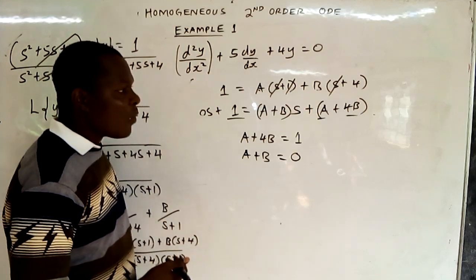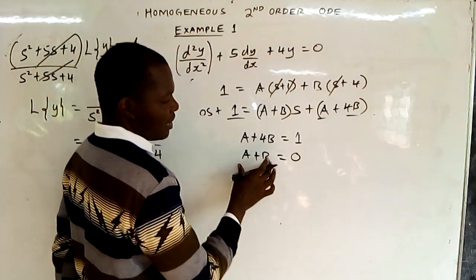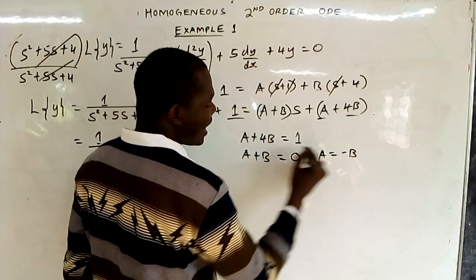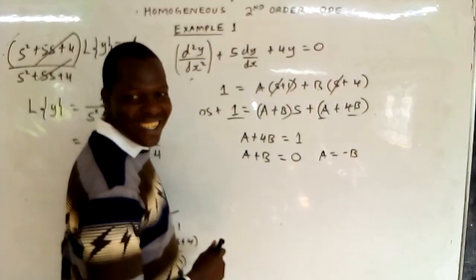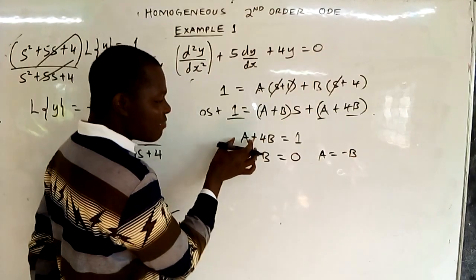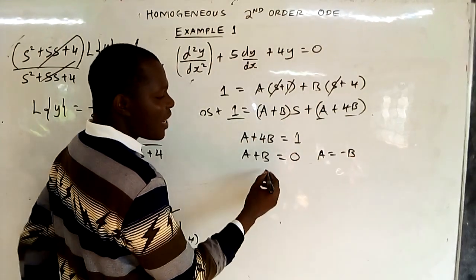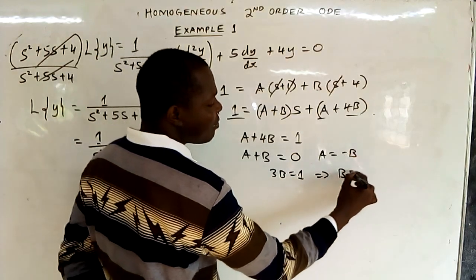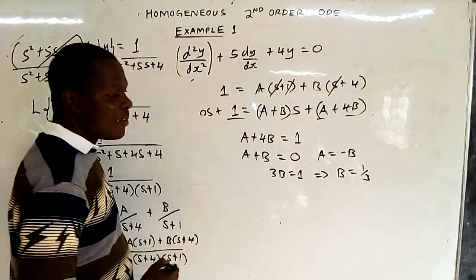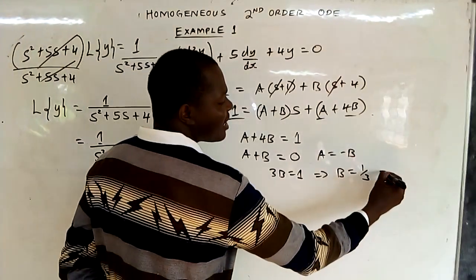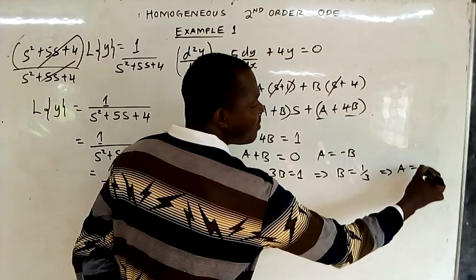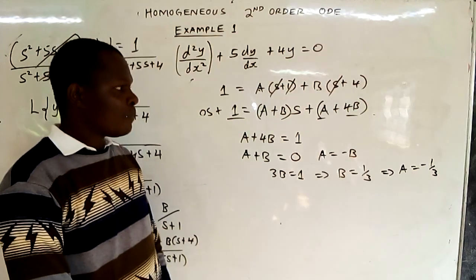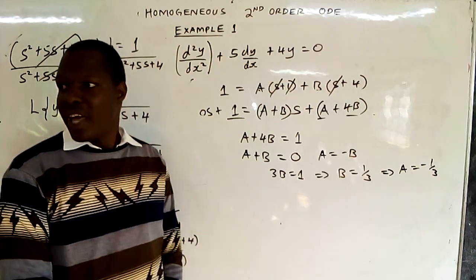Meaning, a is equal to negative b, if you take b the other side, isn't it? Yes. So where there is a, you put negative b. So negative b plus 4b, you get 3b equal to 1. So that implies b is 1 over 3. So if b is 1 over 3, it implies a is what? Negative b. Negative 1 over 3. Are we together?